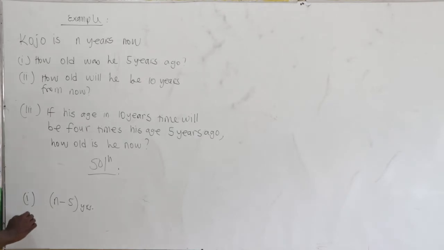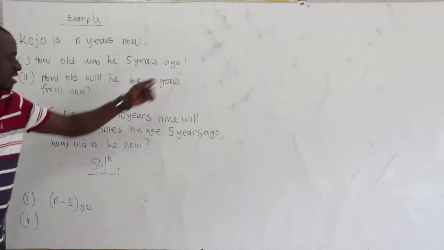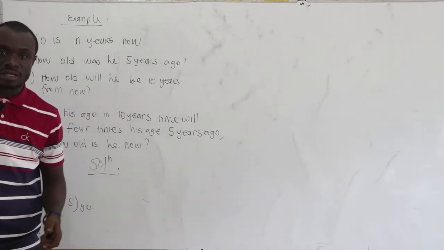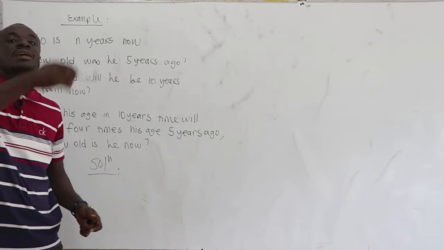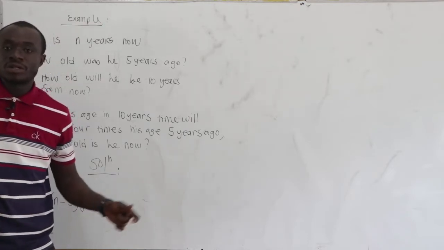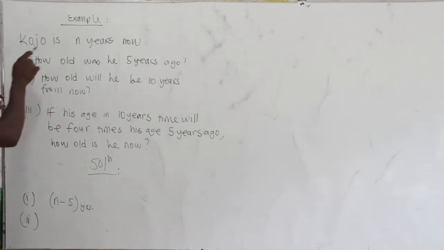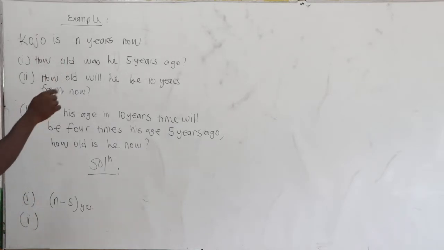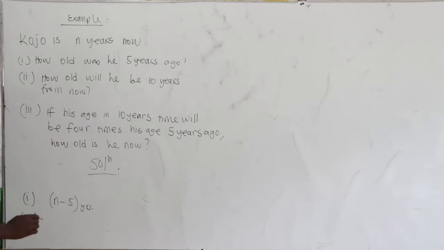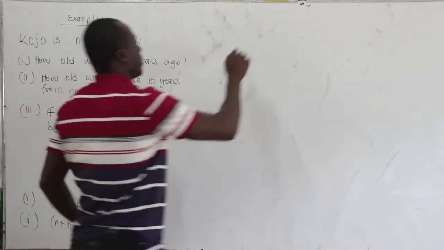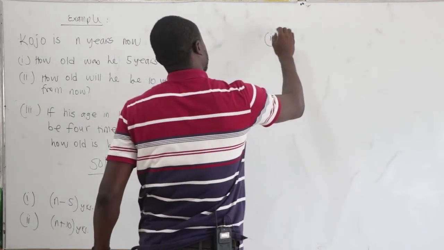Yes. Now let's see the second one. How old will he be 10 years from now? Let's suppose that you are 12 years now, what will be your age 10 years from now? 22, because 12 plus 10. So in this case, we are going to add. He is n years old now, so in 10 years' time, it will be n plus 10 years.